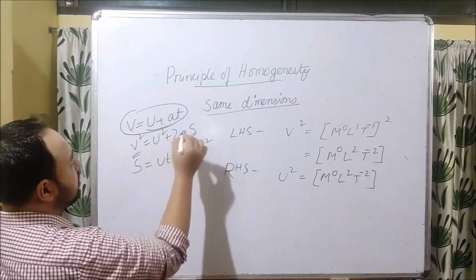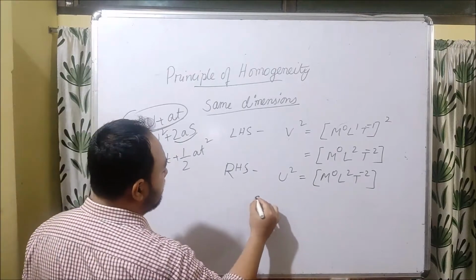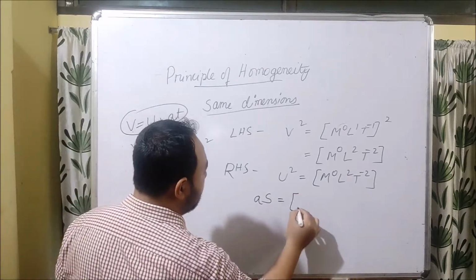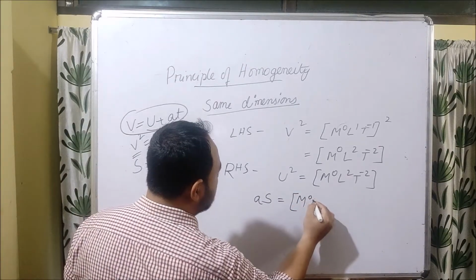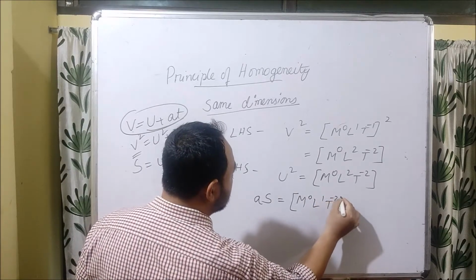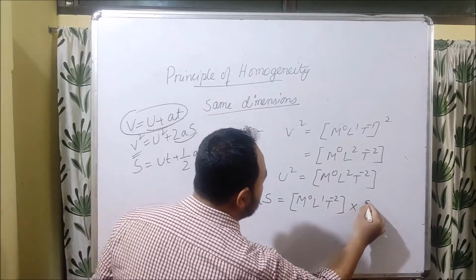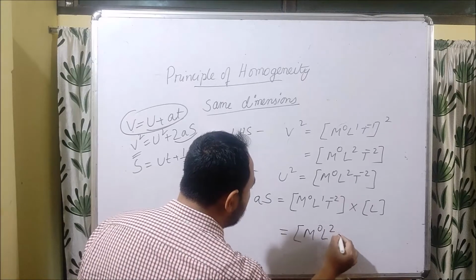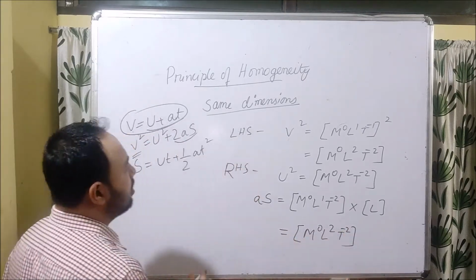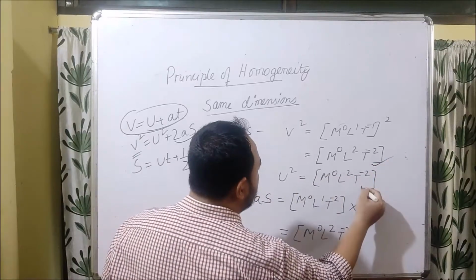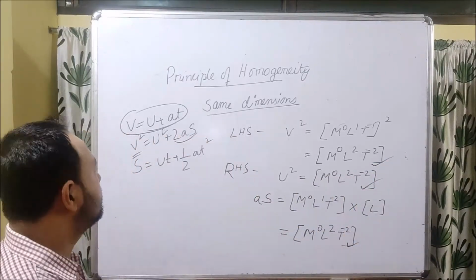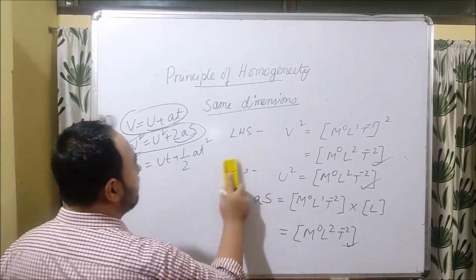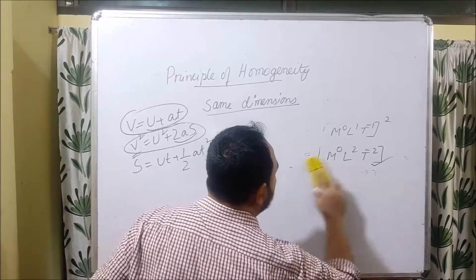Now we will check for the second term of right hand side, acceleration into distance. So for acceleration it is m0 l1 t minus 2 and for distance it is l. So if you multiply it, you will get m0 l to the power 2 t to the power minus 2. So in all these terms we get the same dimensional formula. So this formula is also correct dimensionally. Next we will check for the third equation of motion.